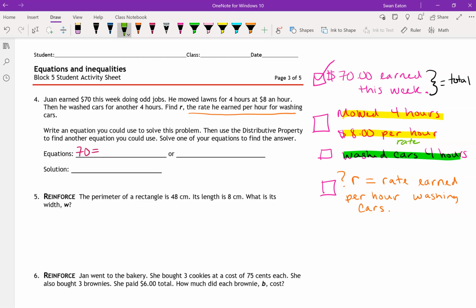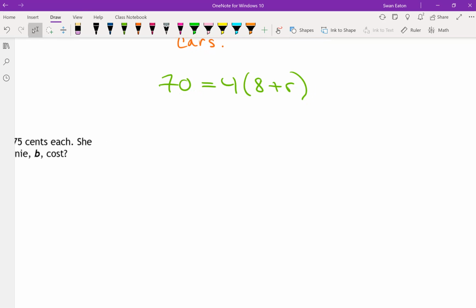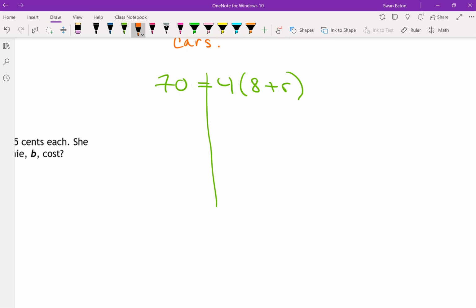So if we did 8 plus R times 4 hours, it should tell us, right? So let's see if this works out, because it might not work out. We're not sure. So I'm going to write that formula here: 70 equals 4 times (8 plus R). And then I'm going to move this stuff up so we can maybe work this out a little easier. Then we're going to see if it makes sense.